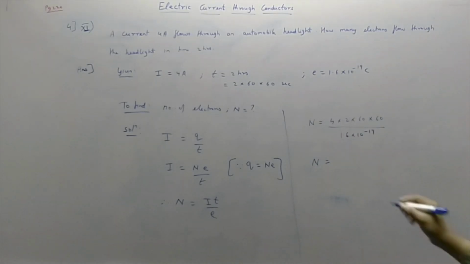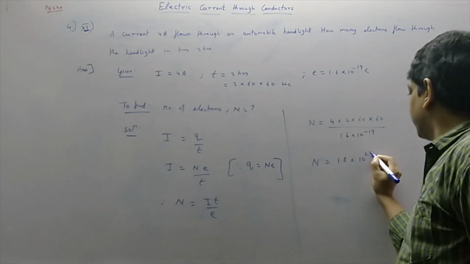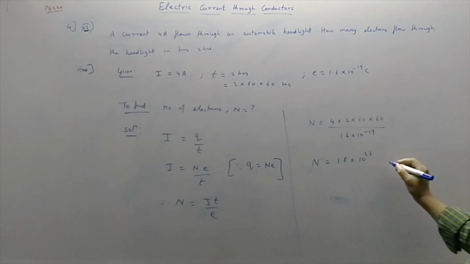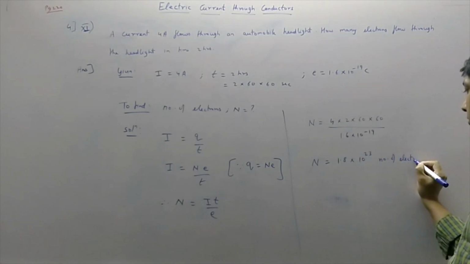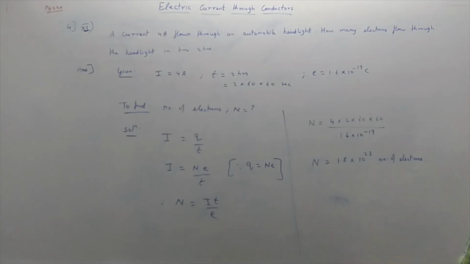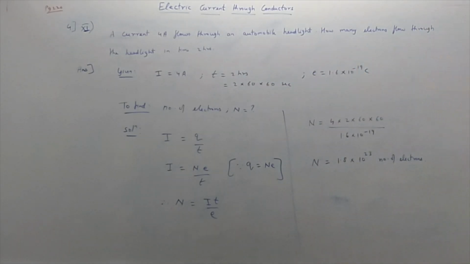If you solve this, the number of electrons is somewhere about 1.8 into 10 raised to 23, flowing through the automobile headlight.